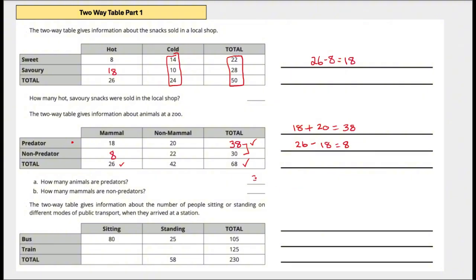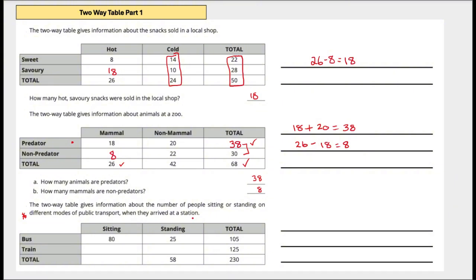It's nice and simple at the moment. Yeah, on a foundation paper maybe. I'll probably say this one is more likely going to be on a foundation paper, but I have to teach you to understand what we're doing first. So the two-way table gives information about the number of people sitting or standing on different modes of public transport when they arrived at a station.